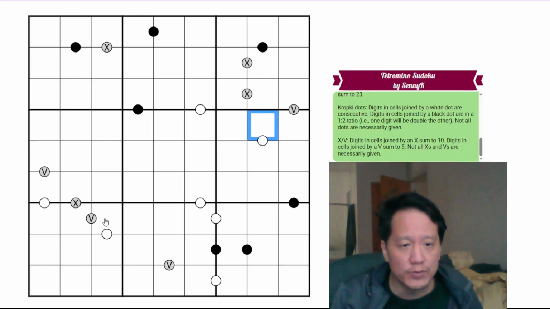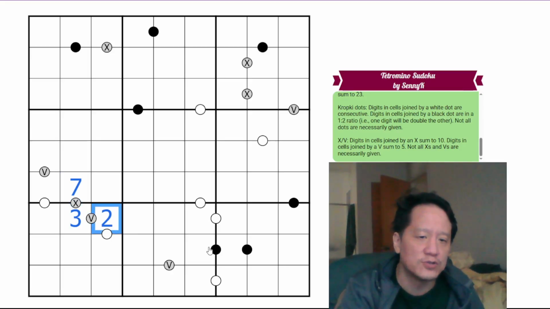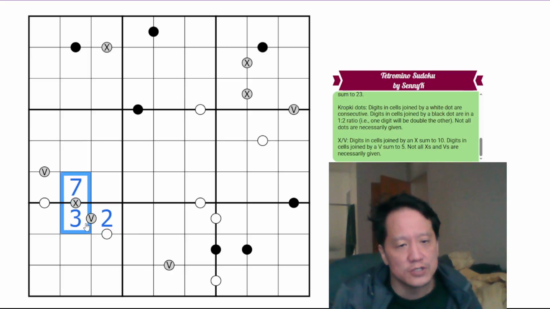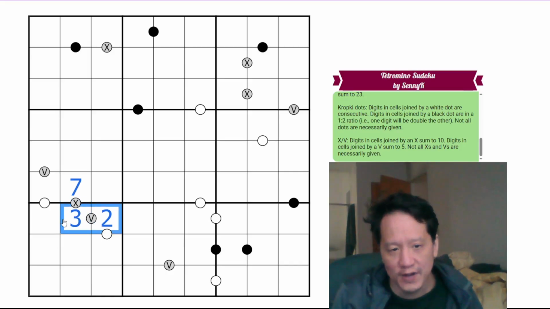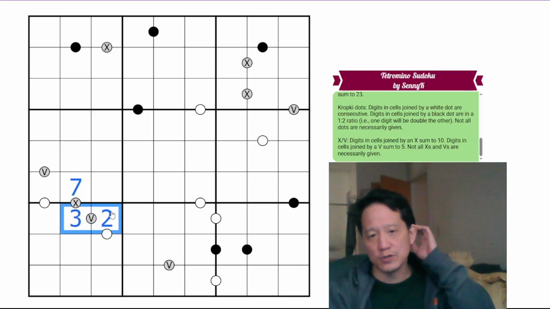So, for example, if we had, say, a 3 here, this would have to be 7, and this would have to be 2. Because these two digits must add up to 10, because there's an X between them, and these two digits must sum up to 5, because there's a V between them. And those are all the rules.